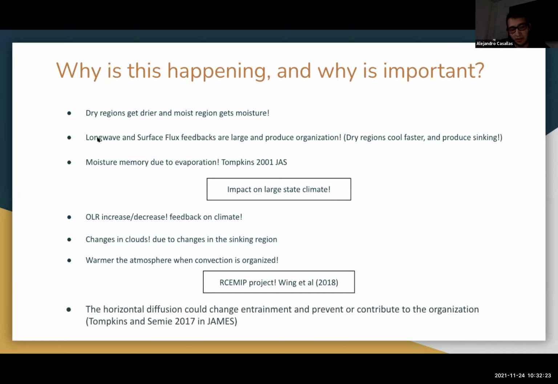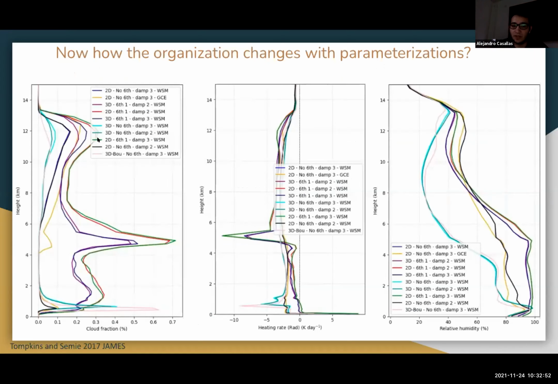And it was also found by Tompkins and Semie in 2017 in JAMES that aggregation is sensitive to the parameterization. So for example, in Tompkins and Semie, if you change the diffusion coefficients or the diffusion parameterizations, if you use TKE or if you use Smagorinsky 2D or if you use Smagorinsky 3D, you could prevent or enhance organization. So you can see here some tests to show you that you have a lot of difference only changing some things.